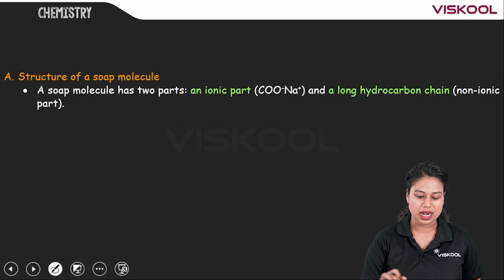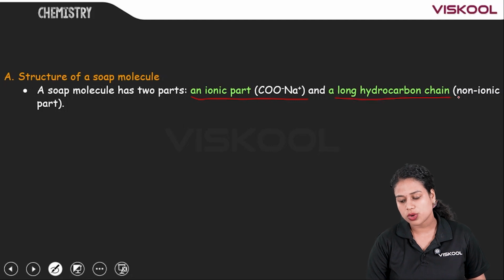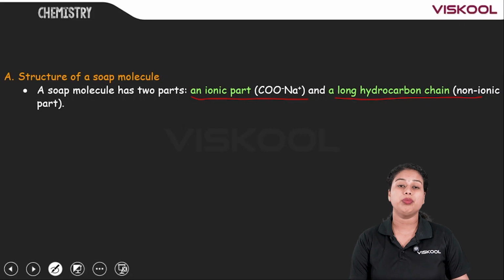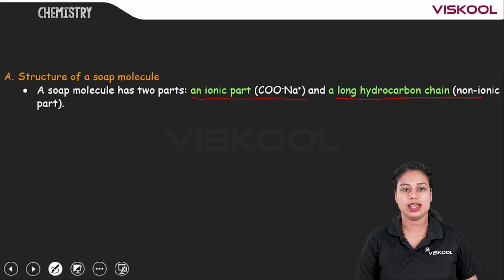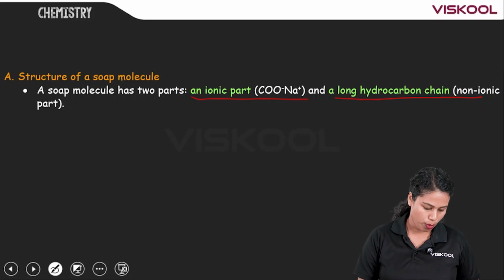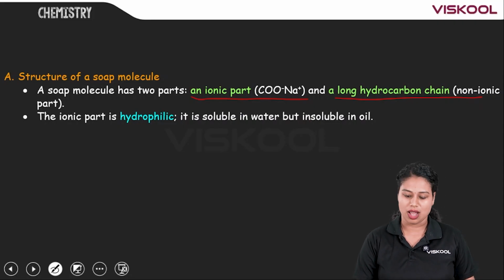It has two parts: an ionic part, that is COO minus Na plus, and a long hydrocarbon chain, that is a non-ionic part. So an ionic part and a non-ionic part are present in a soap molecule. The ionic part is hydrophilic. It is soluble in water but insoluble in oil.